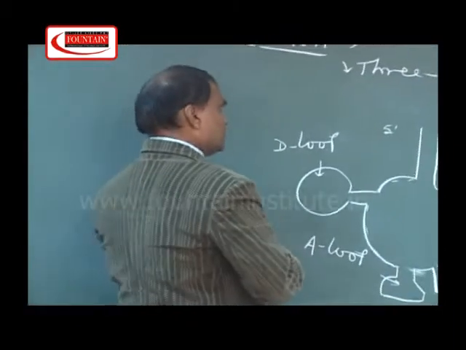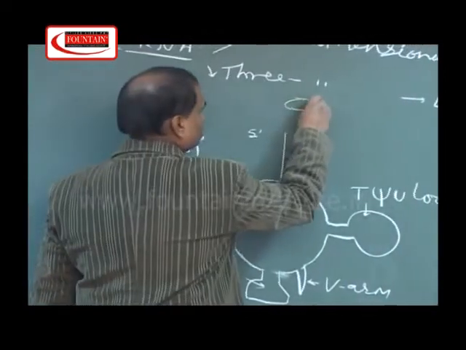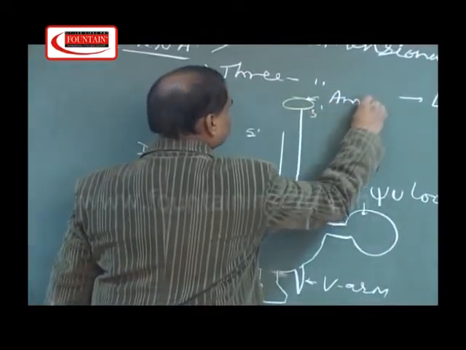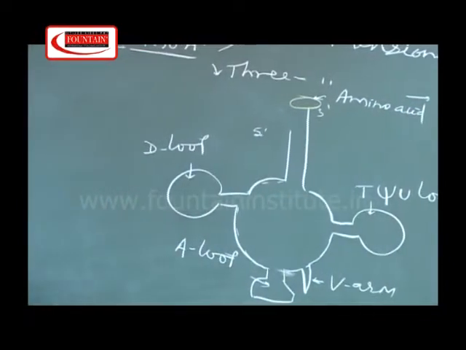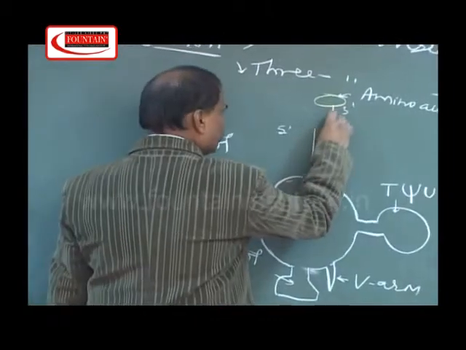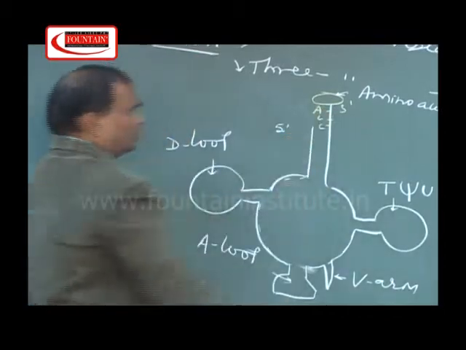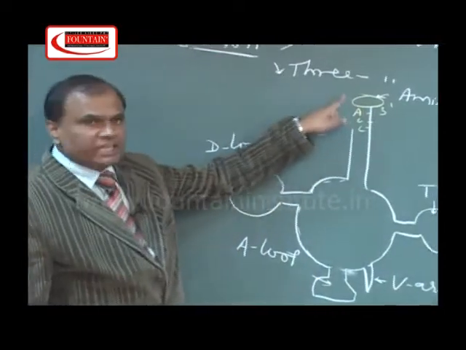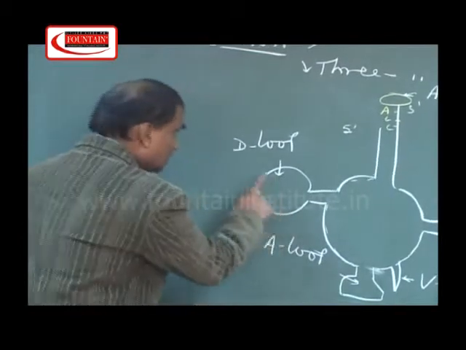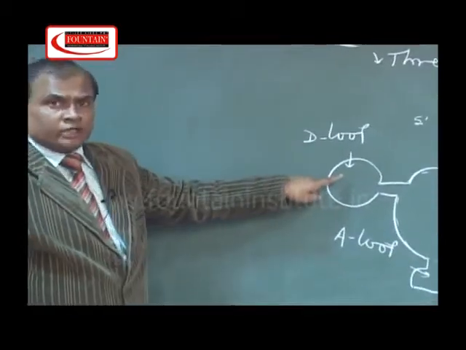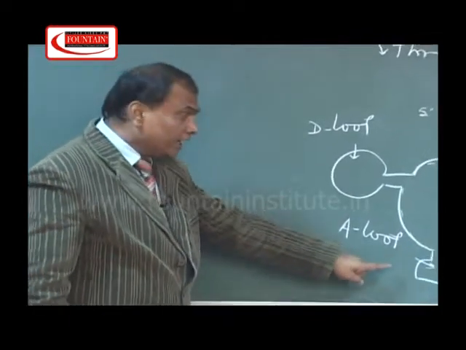On the 3' end amino acids bind. The 3' end always ends with the sequence CCA. The D loop is the site for binding of unusual bases, whereas the A loop is the anticodon loop.